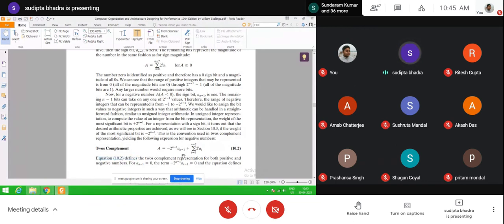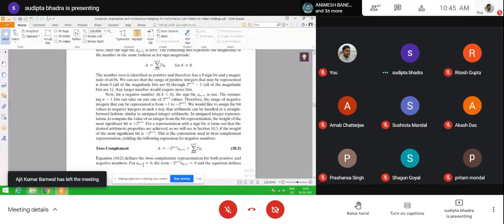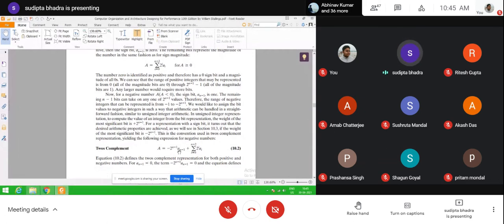Defines the two's complement representation for both positive and negative numbers. How does this particular expression give us positive and negative numbers? In case of a positive number, what does a n minus 1 mean? That particular 8-bit means the a7 bit is 0. So then this whole term will be 0.